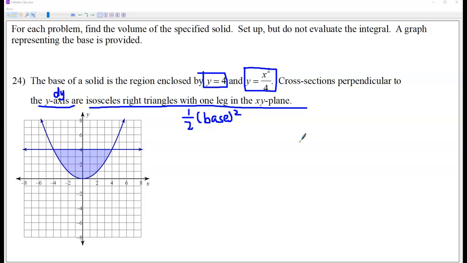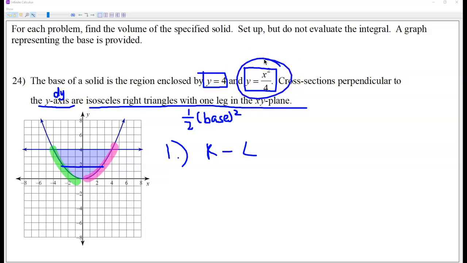Let's go ahead and begin here. So step 1 is to find the base. Since we're doing this with respect to y, it's going to be the right minus the left. And so in that case, we need to find this segment minus this segment. So the base is the distance between those two functions there. So that curve is this one right here. That's y equals x squared over 4.